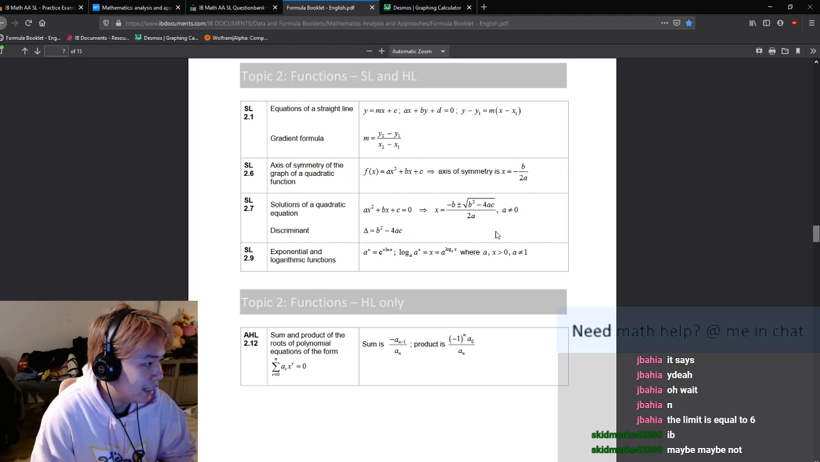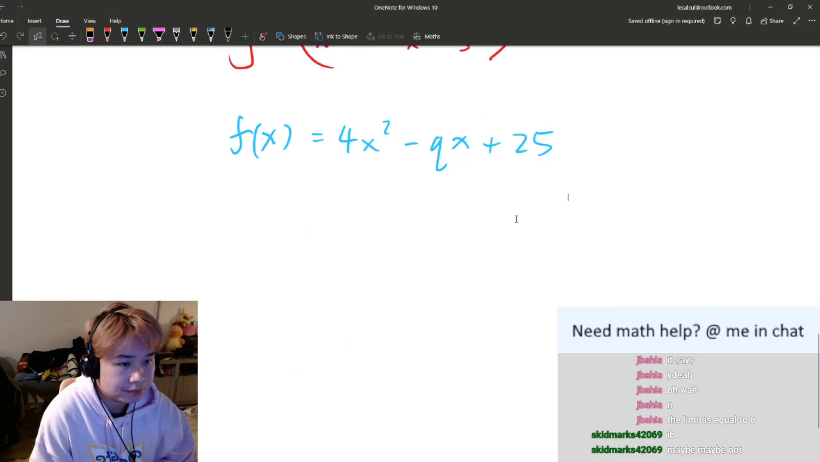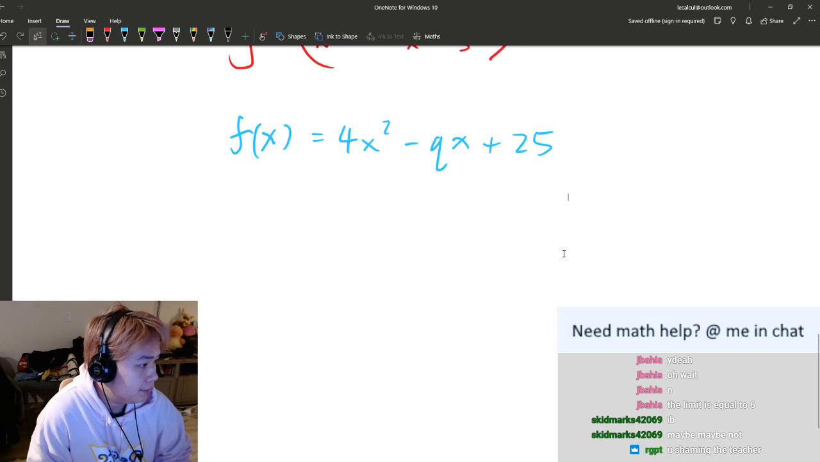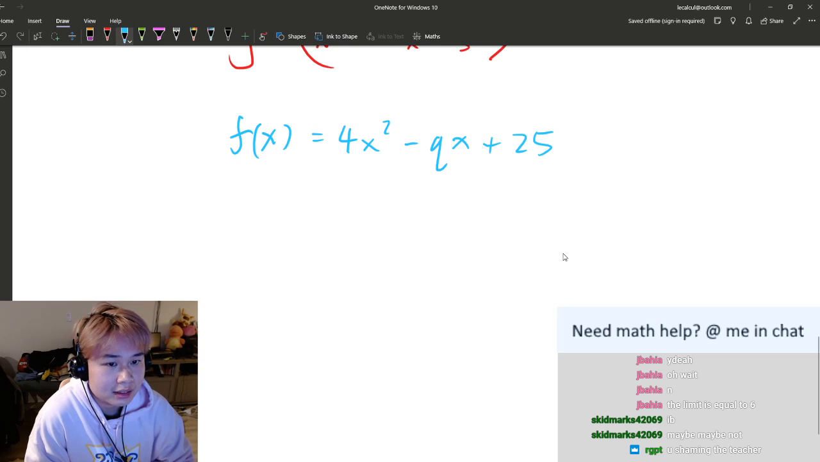Okay, vertex on x-axis. Find both values of q. Okay. So, I'm going to show you something.